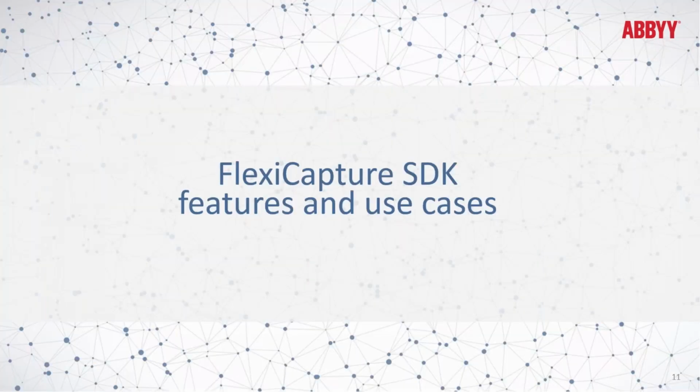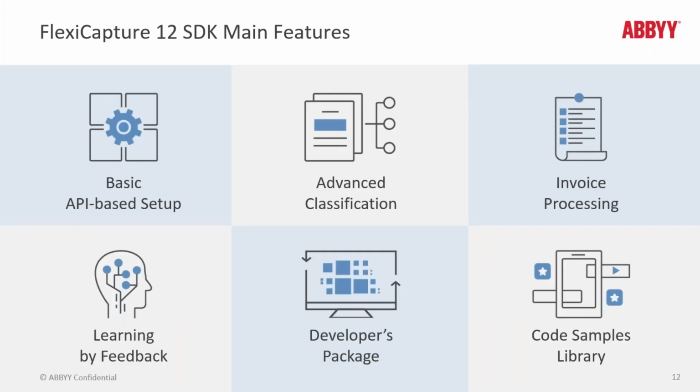So let's just touch on some features and use cases around FlexiCapture SDK. Some of the straightforward things, some things that are new, but also have always been there. You have the basic API setup. We talked about advanced classification. The invoice processing, the thing that a lot of people have been requesting, is now available. Learning by feedback, closing that feedback loop, improves your extraction of documents, especially when there are variations.